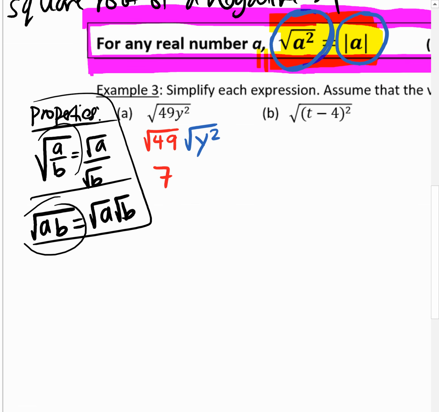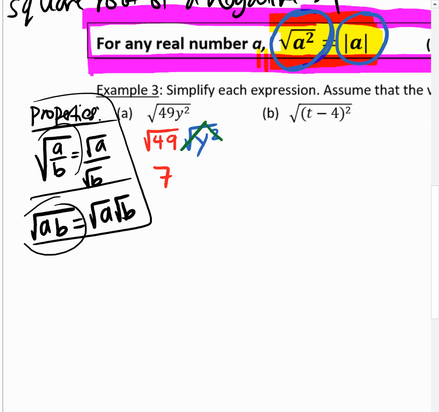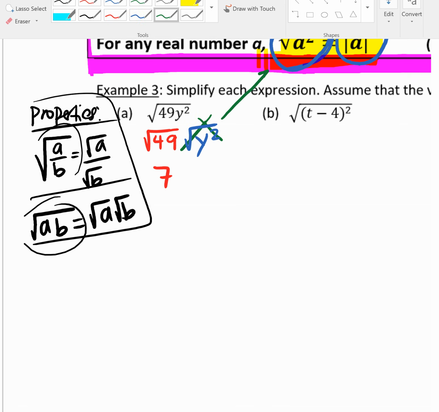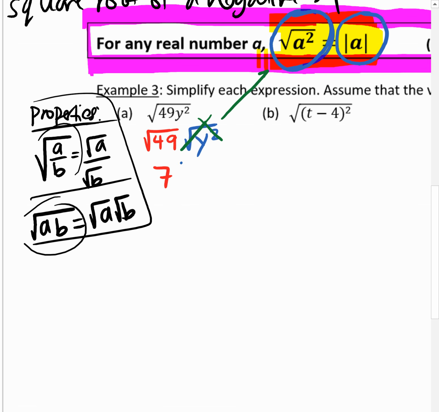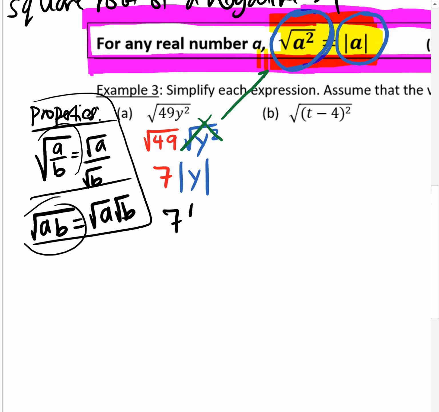But the variable guy, that's what we've got to worry about. So I can think of it as the square root and the square cancel like this property shows. I always actually cancel them out, so I remember. But it says they cancel, but you have to leave an absolute value where they were before. I know it looks like a weird answer, but that's it. It's 7 times the absolute value of y.